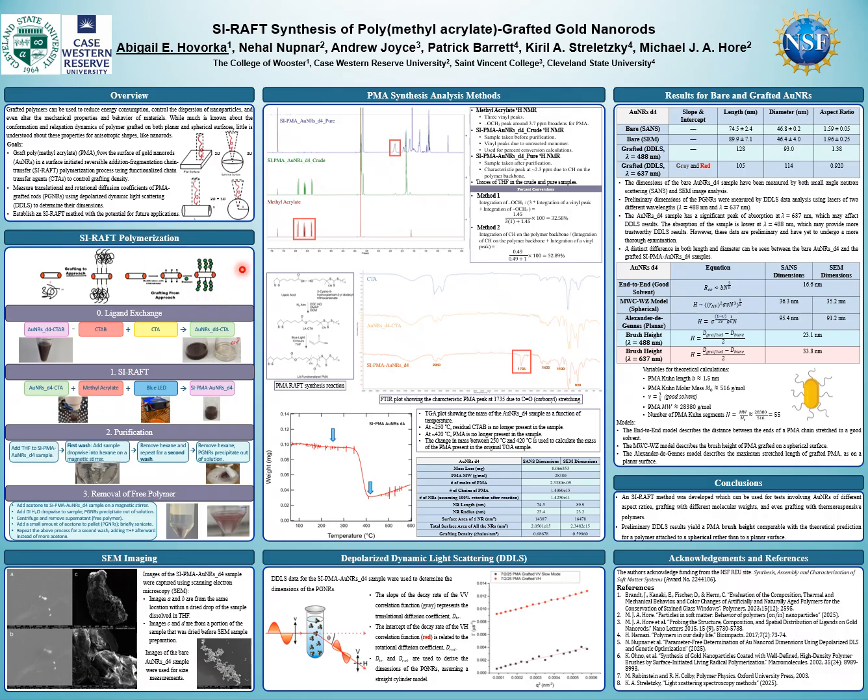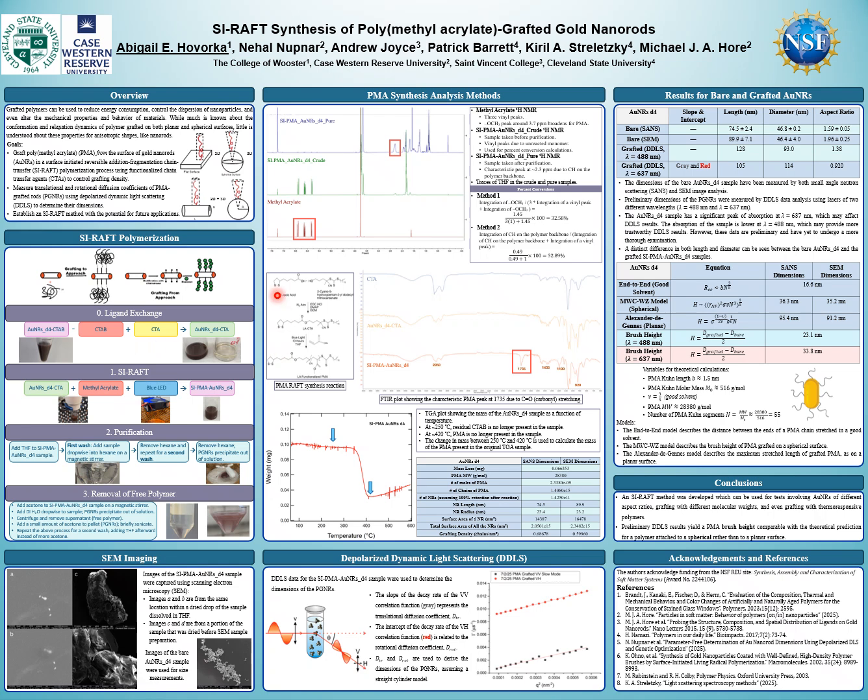So the main part of my summer research was the SI-RAFT polymerization process itself. This summer we are working on the grafting from approach as shown here. I broke this grafting from approach up into 4 parts, starting with the ligand exchange. Here our rods come coated in a surfactant called CTAB that helps them keep their rod-like shape. So we need to remove that CTAB and replace it with our chain transfer agent.